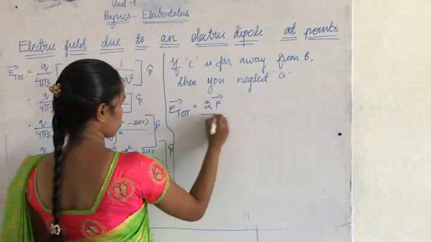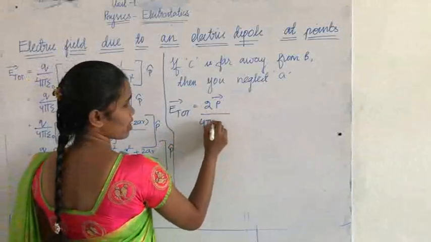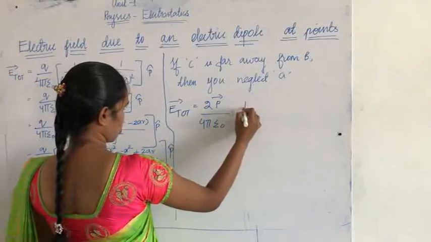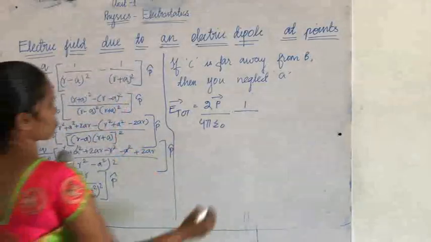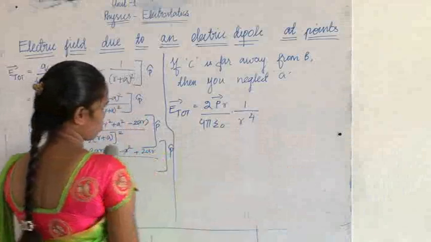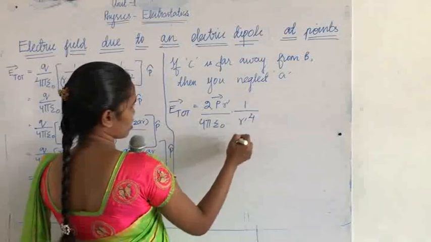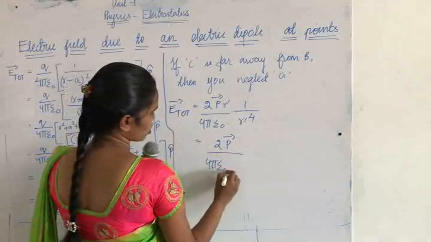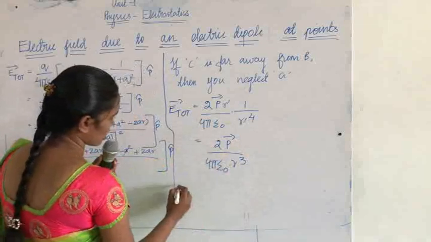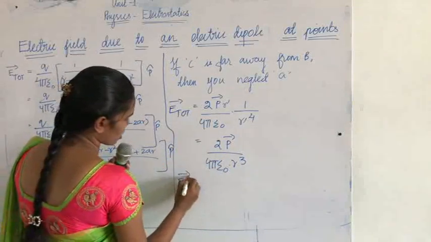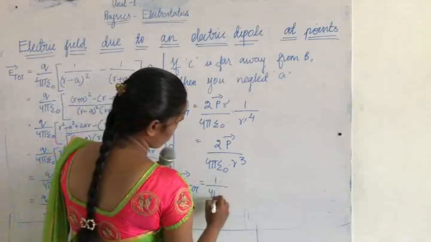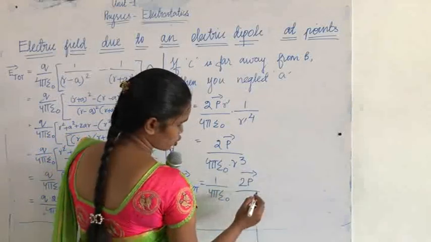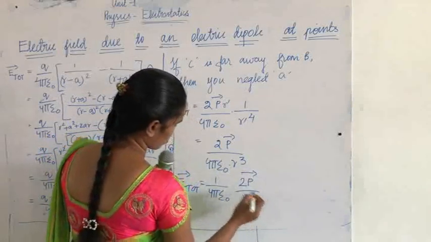After neglecting a value and putting the p value, you get E total vector equal to 2P vector by 4 pi epsilon 0 into 1 by r power 4. By cancelling this r and here one r, you will get 2P vector by 4 pi epsilon 0 into r cube. Then E total vector equal to 1 by 4 pi epsilon 0 into 2P vector by r cube.